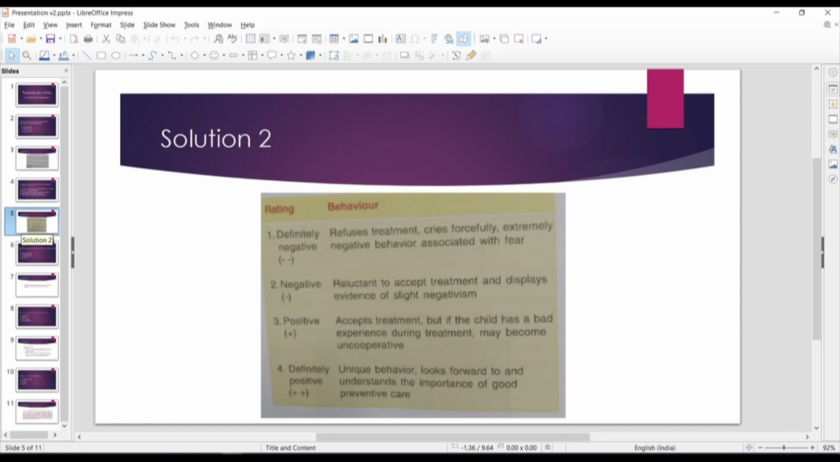So, people, just have a look at the table. This is very, very important. As I said before, this behavior scale was given by Frankel in 1962, but Wright in 1975 gave symbols to it, like double negative, negative, and single negative. That symbol was given by Wright in 1975.